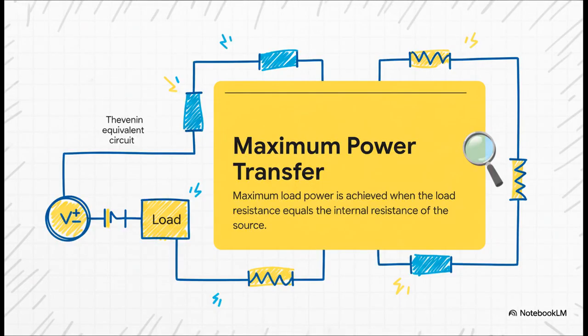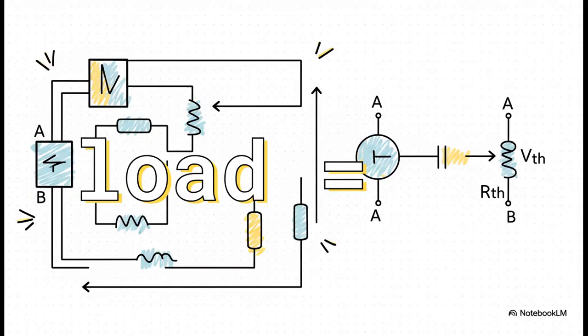But wait, there is more. This simple little circuit also unlocks another really important concept called the maximum power transfer theorem. It's a fancy name, but it answers a simple question. How do you get the absolute most power out of your circuit and into your load? And the answer is just beautiful in its simplicity. You get the maximum possible power delivered to your load when the load's resistance is exactly equal to the Thevenin resistance of the circuit that's feeding it. When those two match, bam, you've hit the sweet spot for power.